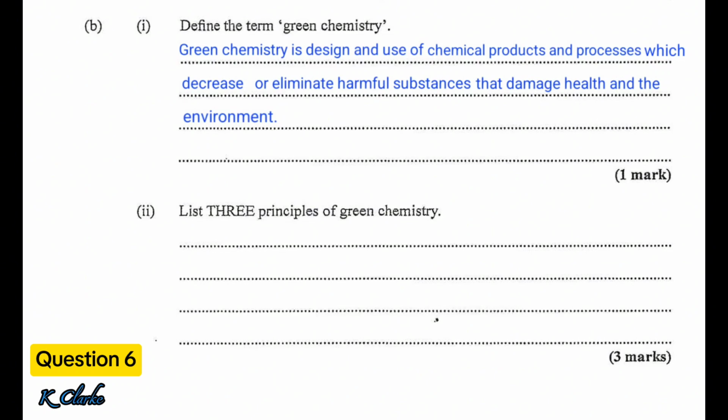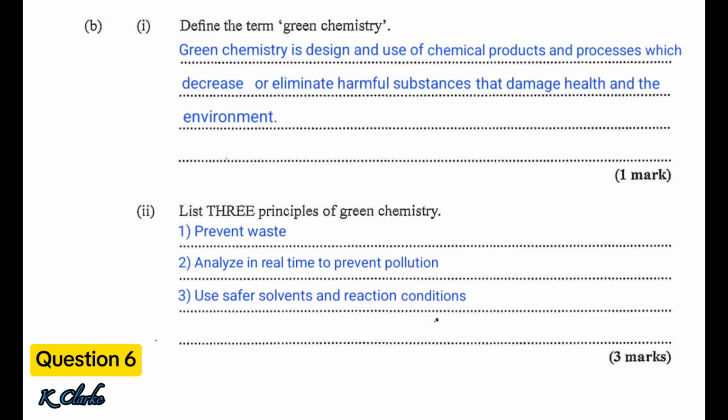Part 2. List 3 principles of green chemistry. 1. Prevent waste. 2. Analyze in real time to prevent pollution. 3. Use safer solvents and reaction conditions. Here's another one. 4. Design for degradation.